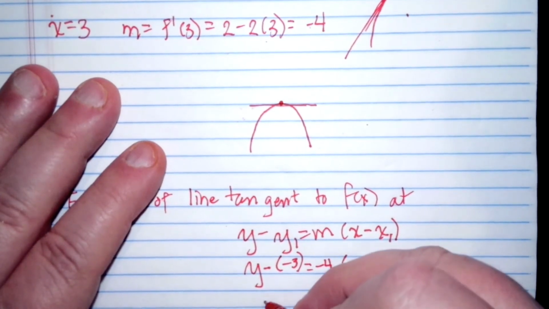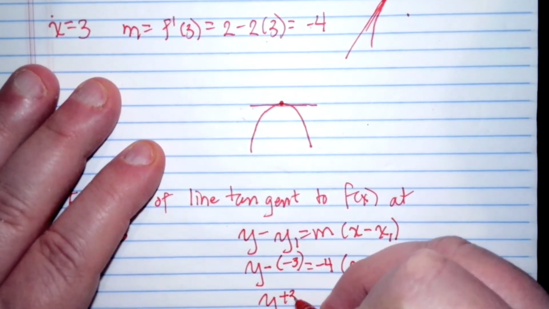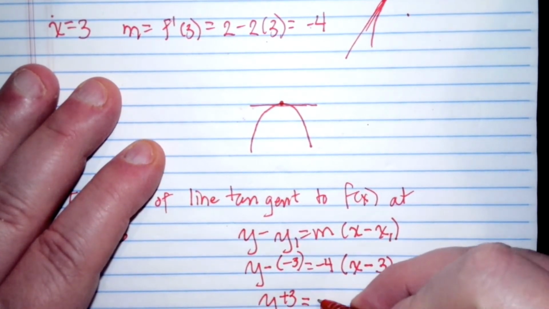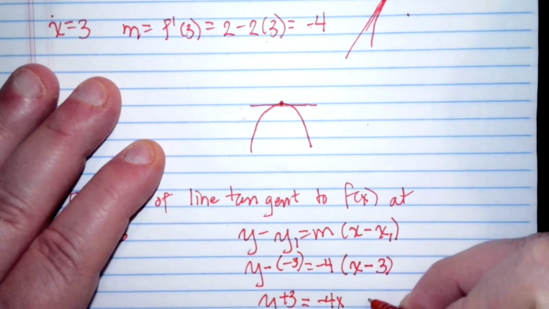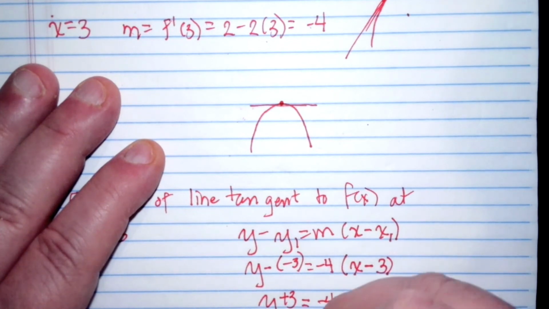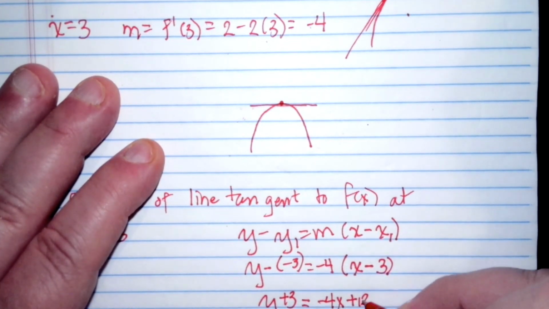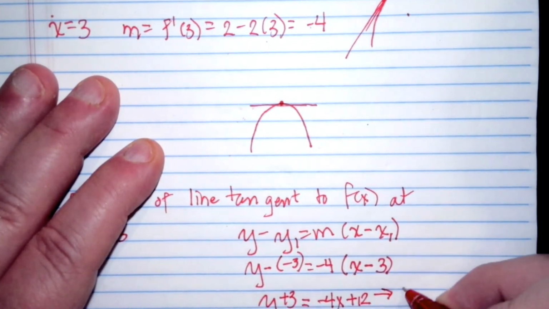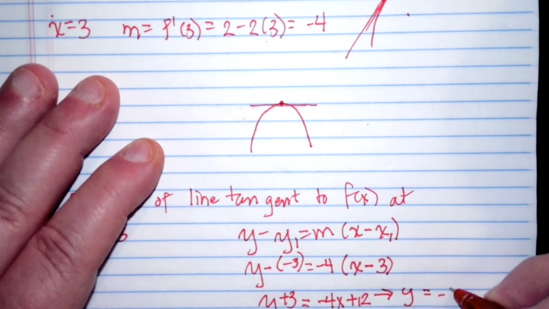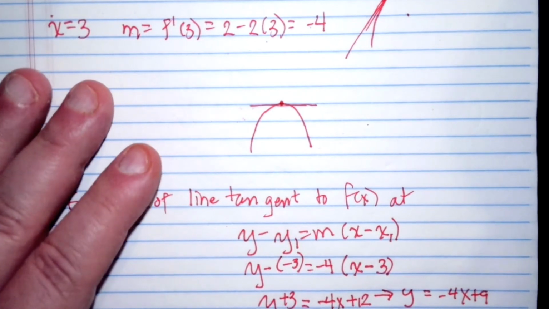You could rewrite that as y plus 3 equals -4 times x minus 3, which is -4x plus 12, I think. Subtract 3 from each side, and you would get y equals -4x plus 9 if you want the equation solved for y.